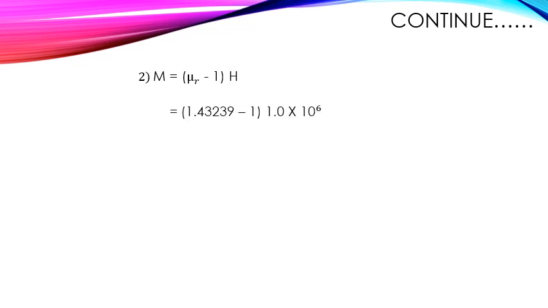Now again we will continue. Now here magnetization M is equal to mu R minus 1 multiplied by H. Now put the value of mu R here and H. Then the final answer of magnetization is 432390 amperes per meter.